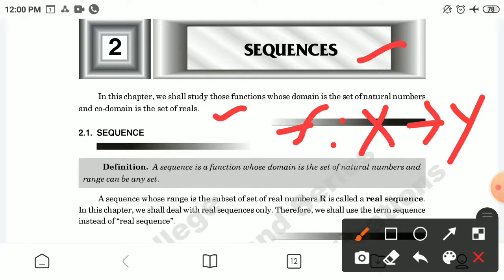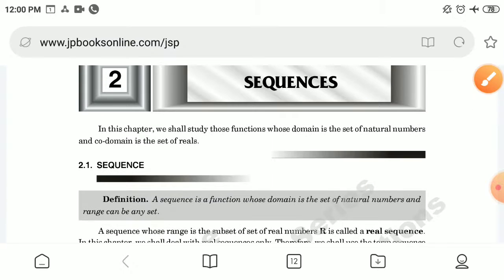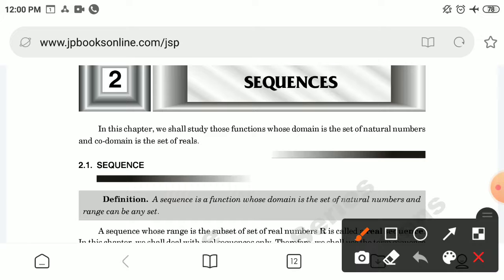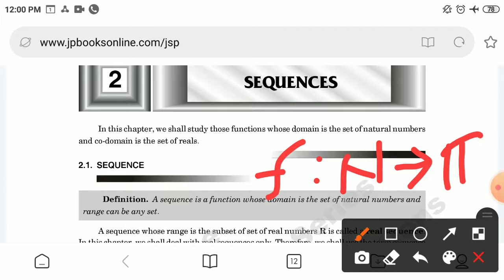In the function whose domain is the set of natural numbers and codomain is the set of reals. That is, such that set of natural numbers and codomain is set of reals.